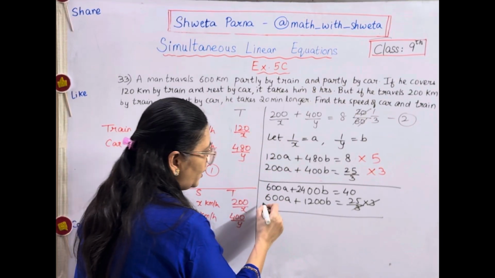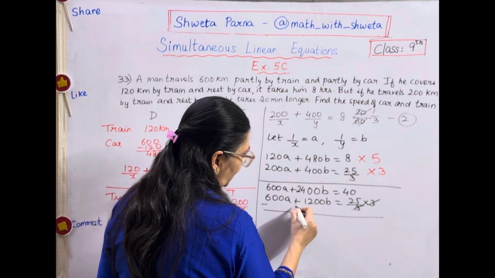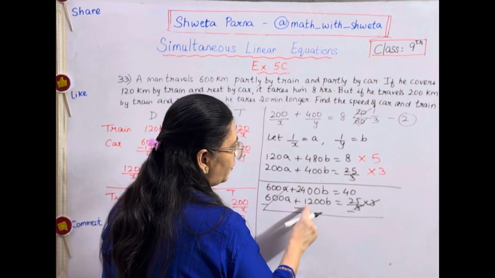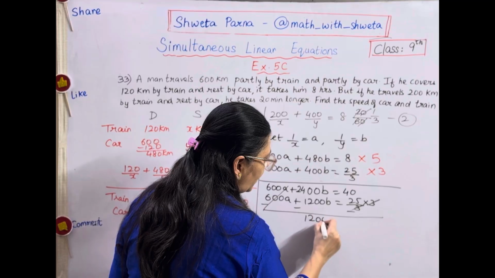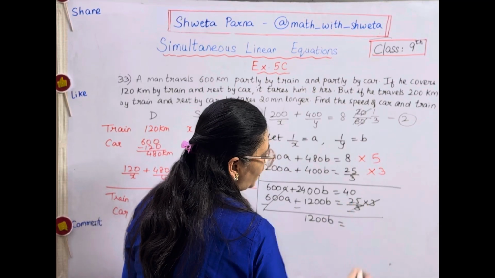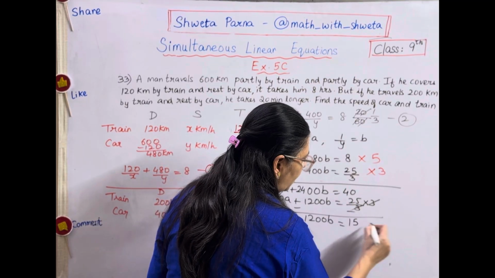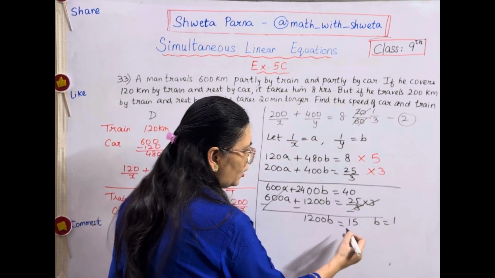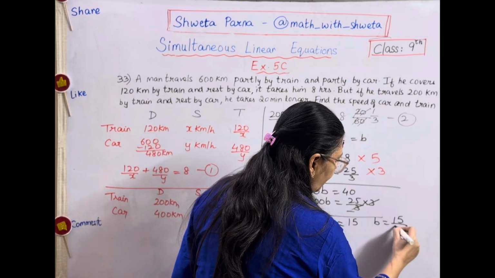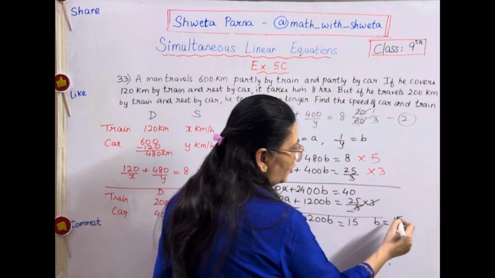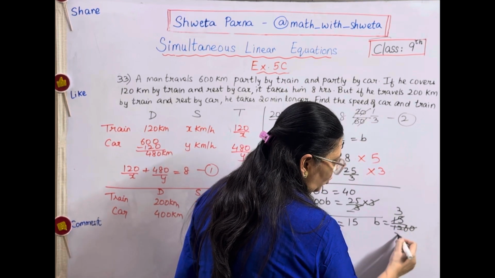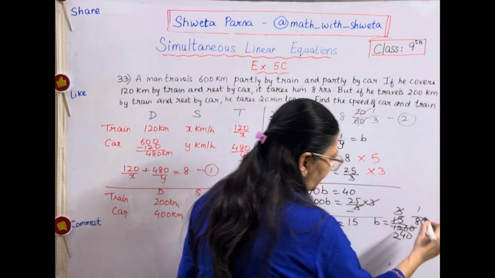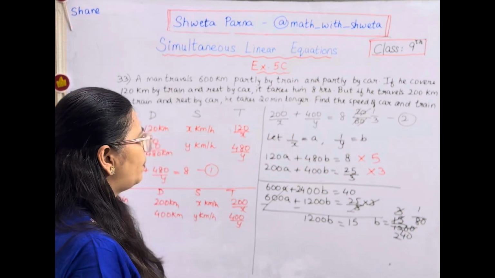Same sign. So you will change the sign. You have to subtract it. Minus, minus. This gets cancelled. 2400 minus 1200 is 1200b. 40 minus 25 is 15. So b is equal to 15 divided by 1200. 5 3s are 15, 5 2s are 10, 240. 1 upon 80. Value of b is 1 upon 80.